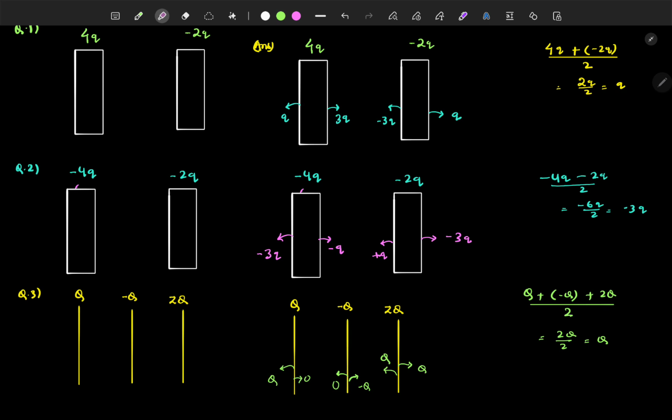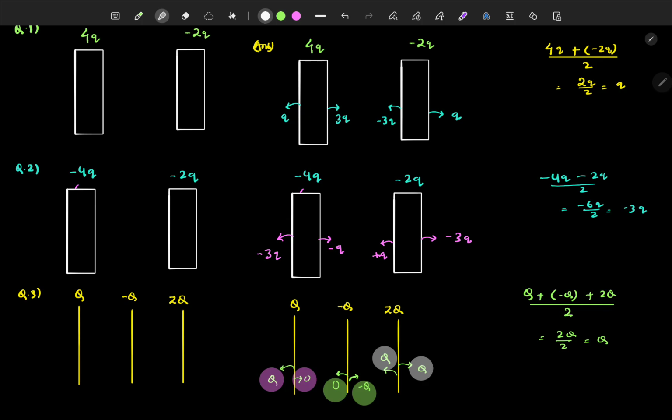Now you can check whether it is correct or wrong. q plus q is 2q. We can check: q plus 0, the total charge is q; then 0 plus minus q is minus q; again q plus q is 2q. So this type of distribution is the correct distribution.